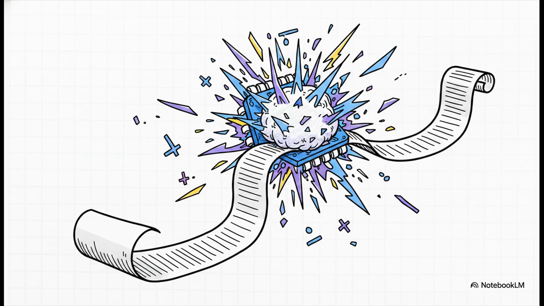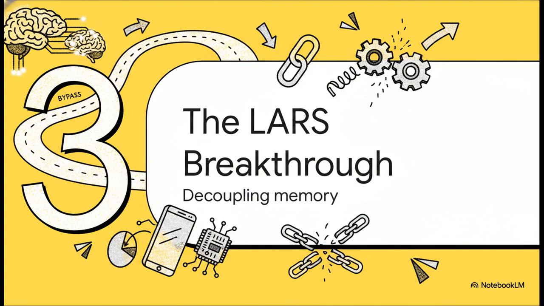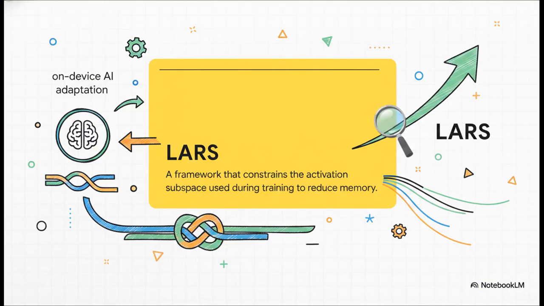It multiplies your memory requirements and instantly crashes your device, even if you're only tweaking a handful of toll booths. So how do we fix it? That brings us to Section 3, the LARS breakthrough. To completely bypass this activation wall, researchers from MIT and Harvard introduced a totally new paradigm. It's called LARS, which stands for Low Memory Activation Ring Subspace.